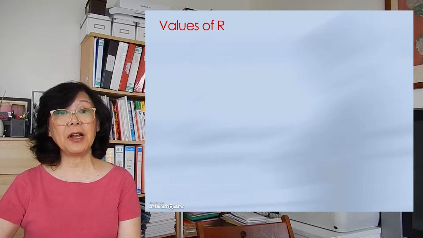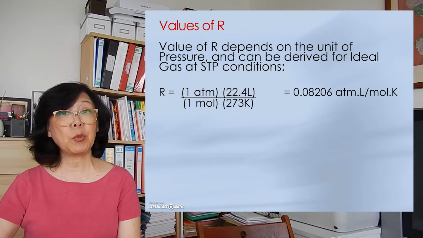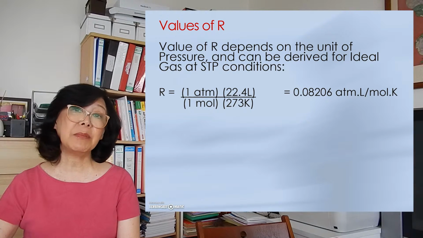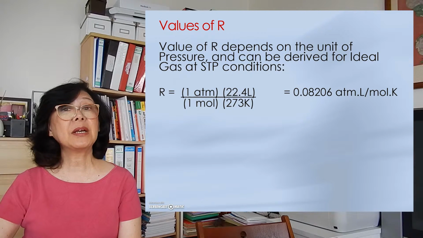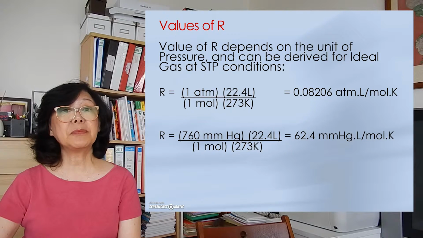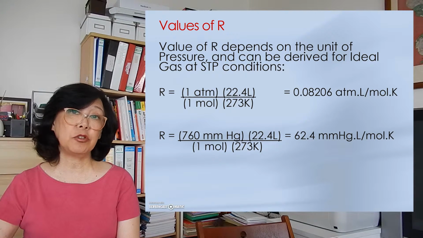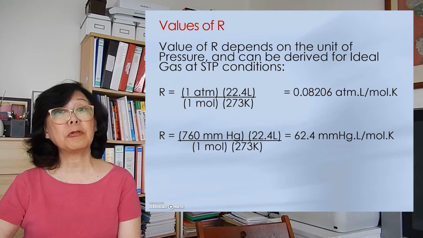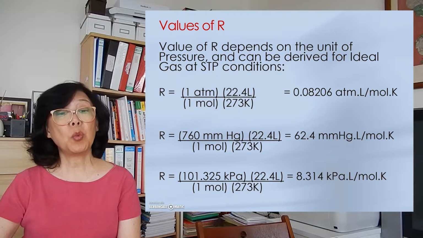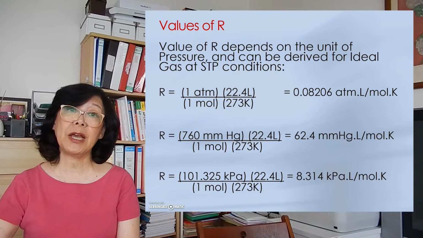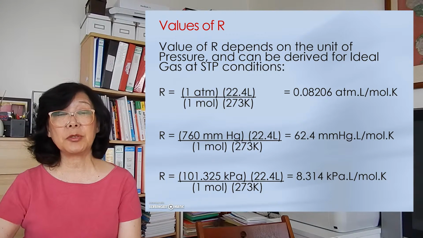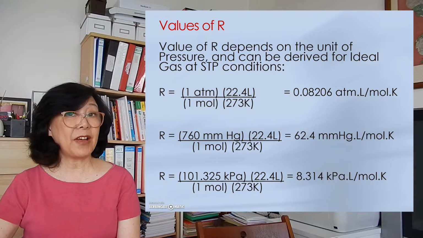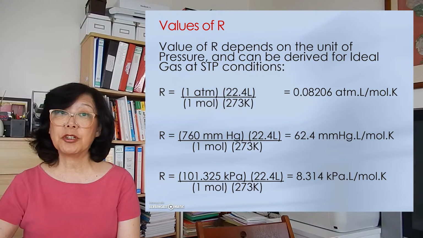Now R can take on different values depending on what unit of pressure we're working with. If we're working with unit of atmospheric pressure, then R is equal to 0.08206 liter atmosphere per mole Kelvin, assuming STP conditions. If we use millimeter mercury, then we obtain a value of 62.4 mmHg liter per mole K. And if we use 101.325 kilopascal, we end up with 8.314 kPa liter per mole K. So when you work on problems, it's really important for you to choose the right value of R to use based on the unit of pressure in the problem given.